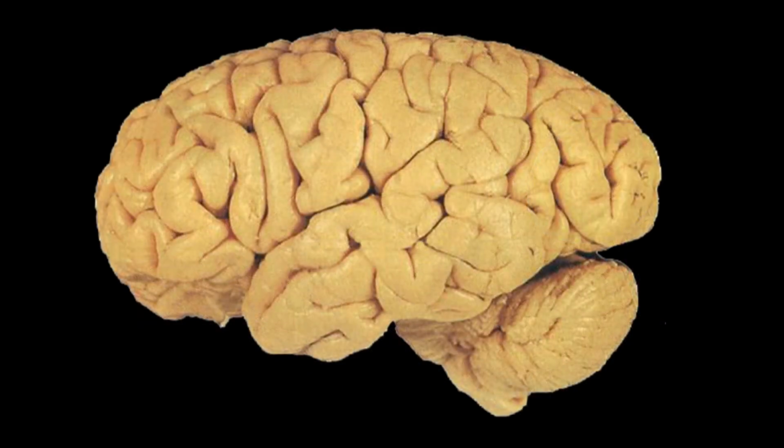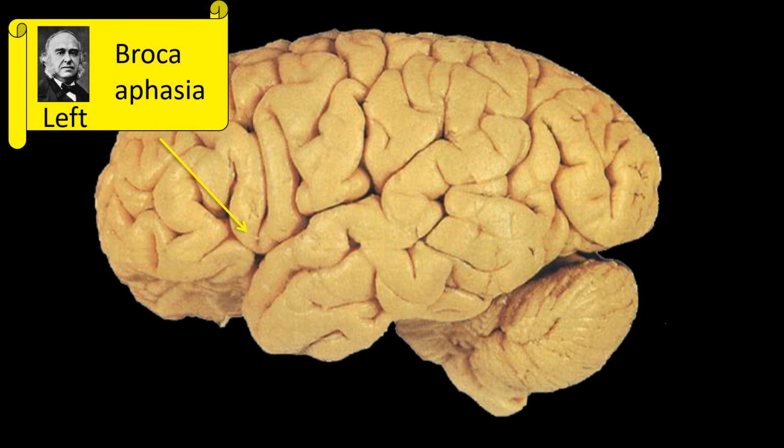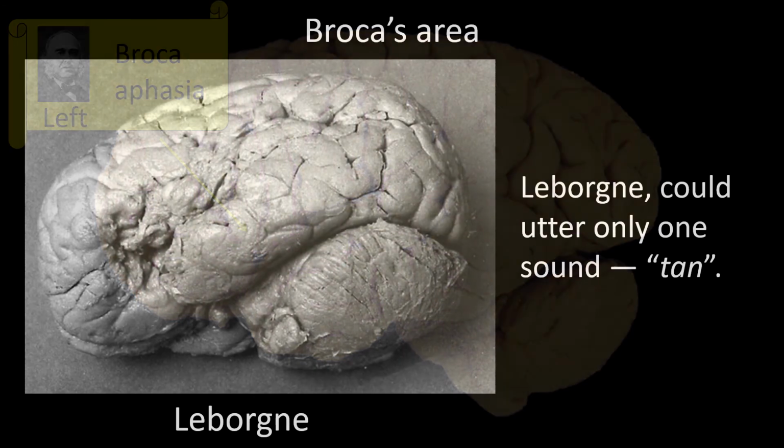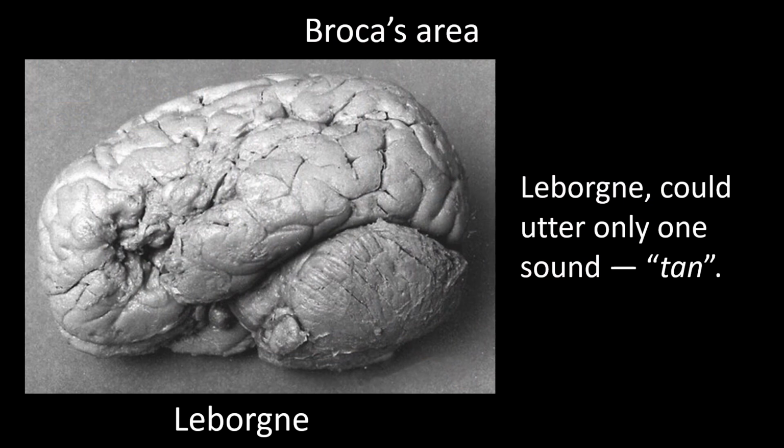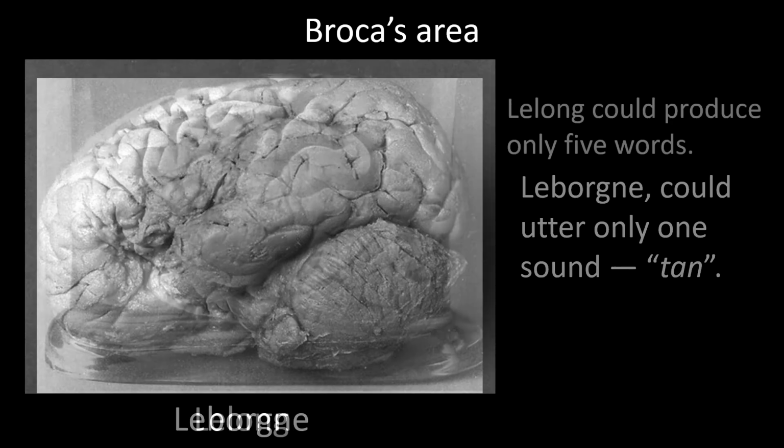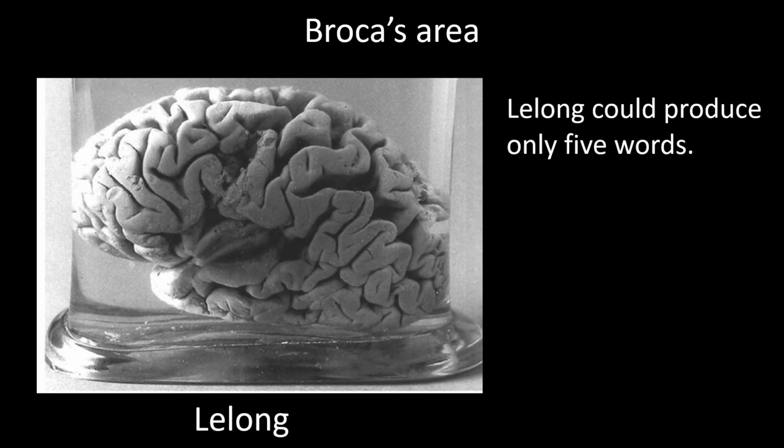This is a lateral view of the brain. The area indicated is the area of Broca. This is the brain of one of Broca's patients. He used this patient to describe what was later called Broca's aphasia. The only sound this patient could make was 10, so he used to be called 10 on the ward. This is the second patient that Broca used for the same description. This patient could only produce 5 words.